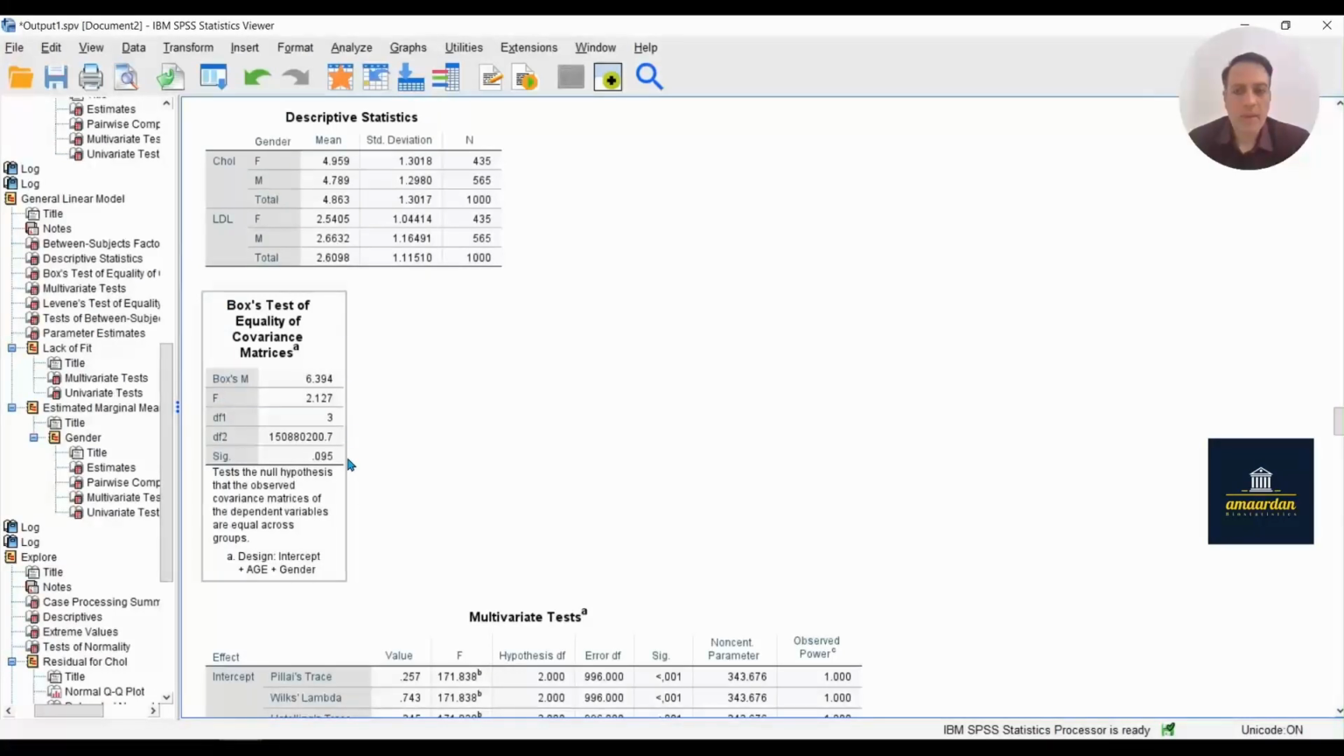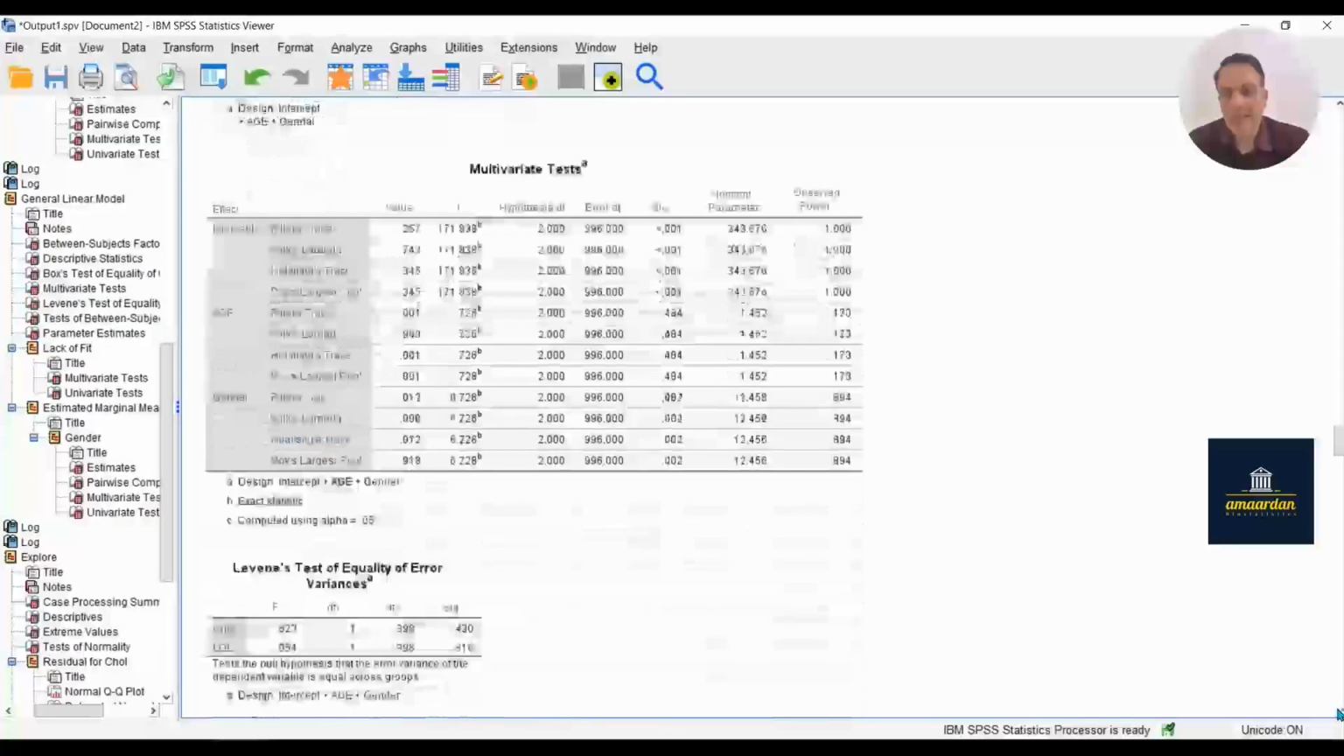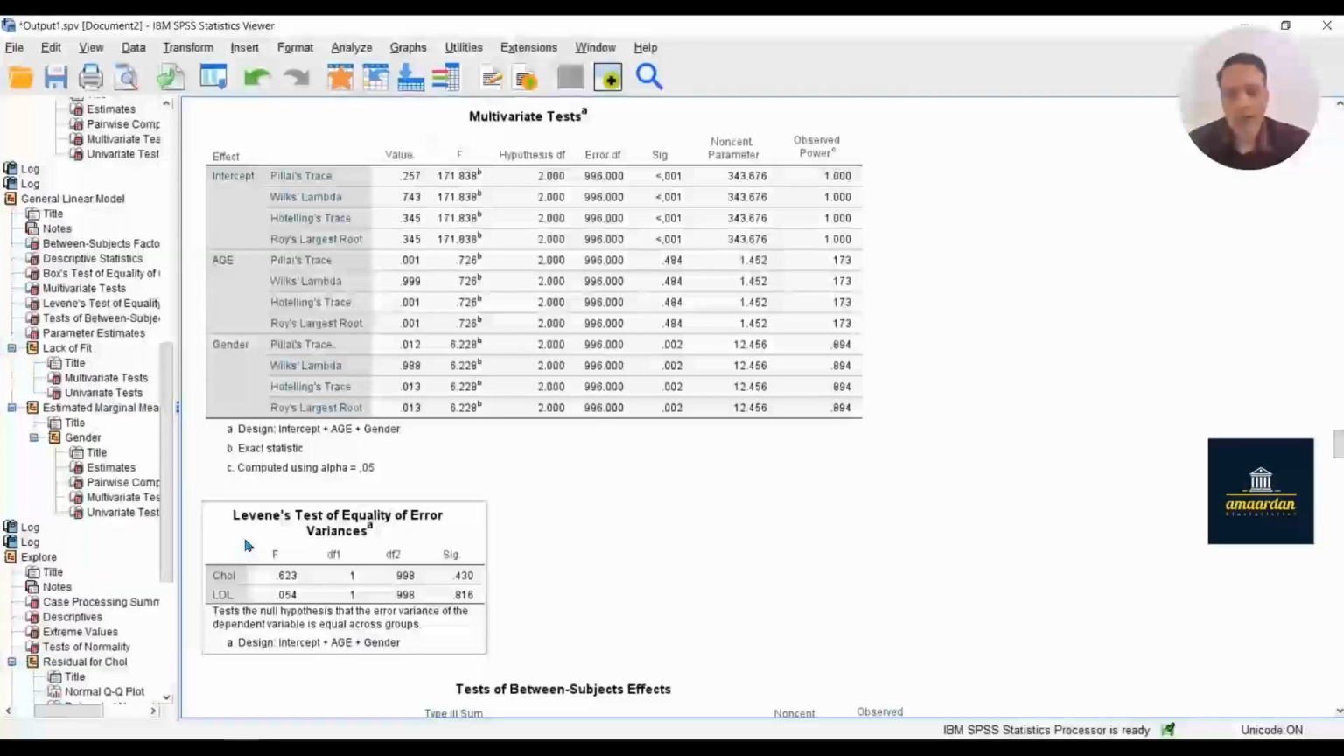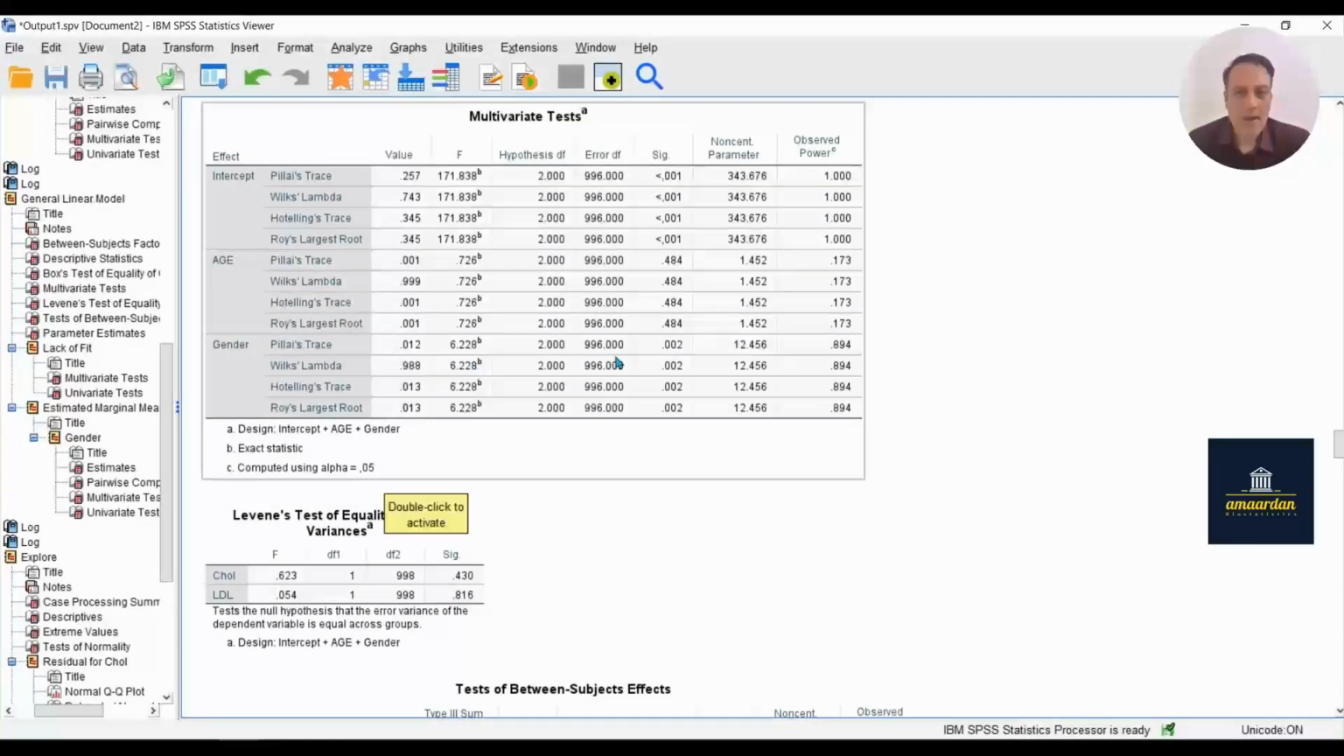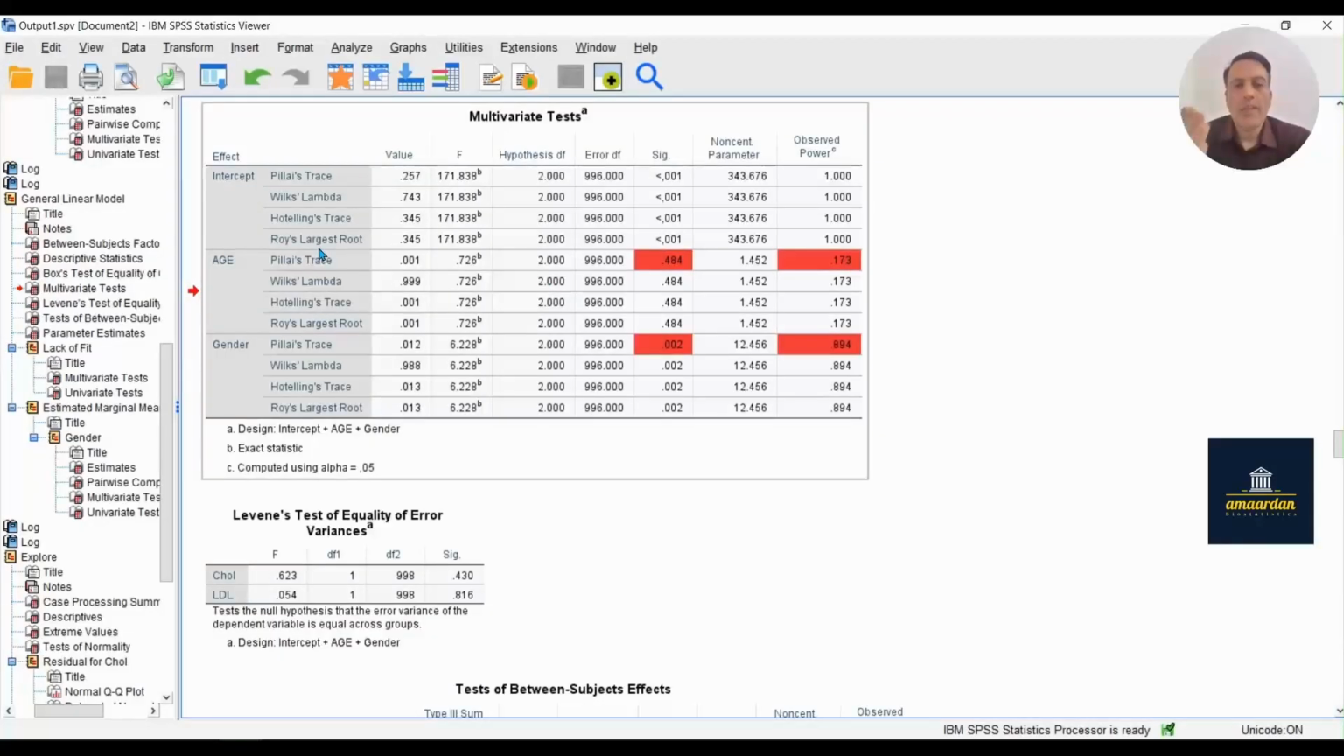And this table speaks about equality of covariance that is interpreted in the last, and also this table speaks about equality of error variances. Also, we interpret numbers and values in these tables, and now it's time to go to multivariate test results. There are four different tests in multivariate tables to interpret results about relationships. We see Pillai's trace, Wilks' Lambda, Hotelling's trace, and Roy's largest root.